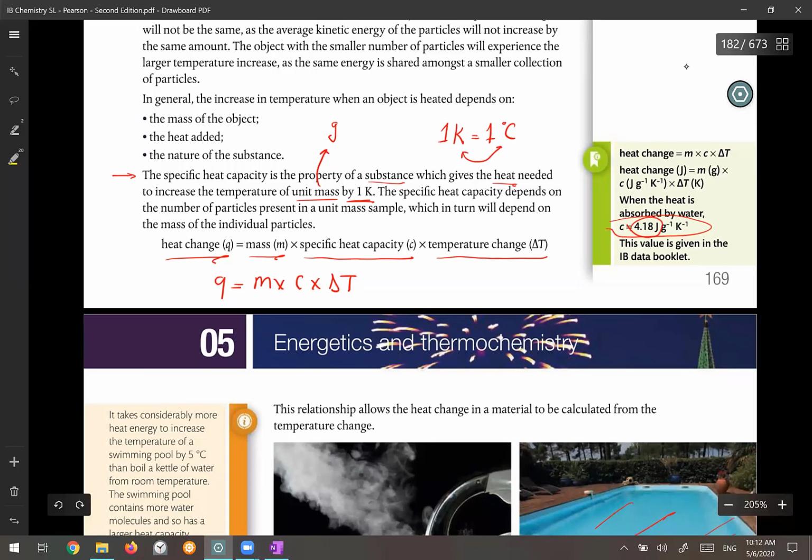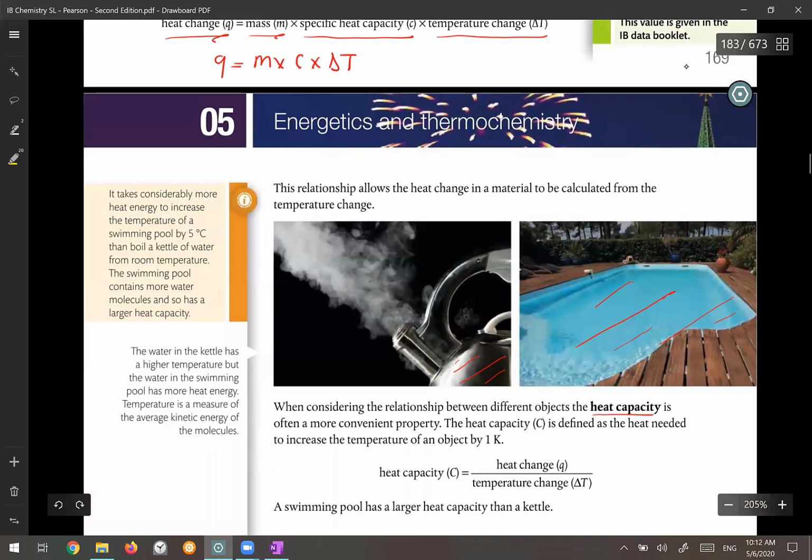But the heat capacity also considers the mass. Although these two substances are water, their heat capacity is different. Obviously, you need more heat to increase the temperature of the water in the swimming pool because its mass is more than the mass of the water which you have inside the kettle. So you can say that the heat capacity of a swimming pool of water is more than the heat capacity of the water inside the kettle. The definition of heat capacity is given here.